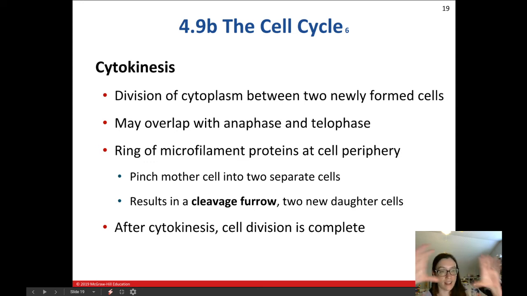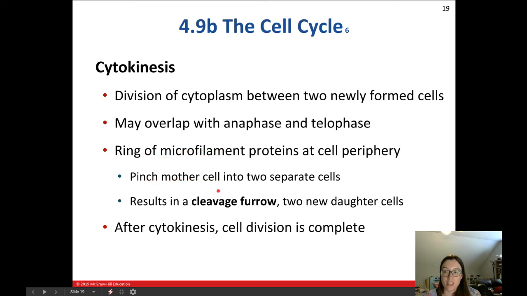At the outside, in the plasma membrane, there are rings of microfilaments. We had microtubules in the spindle fiber; those are the biggest ones. Then microfilaments are on the outside, making up this cleavage furrow, and they're the smallest ones.